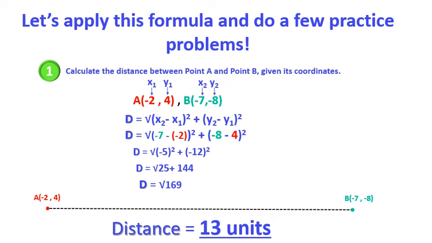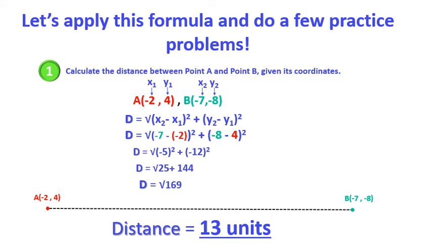Number 1, calculate the distance between point A and B given its coordinates. First, we'll assign the components in the formula their value based off the order we see them in, like we said before. So we'll denote -2 with x1, 4 with y1, -7 with x2, and -8 with y2. Now we simply plug them into the distance formula, which is distance equals the square root of (x2 minus x1) squared plus (y2 minus y1) squared.